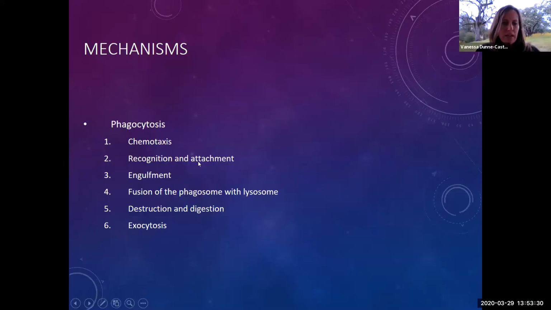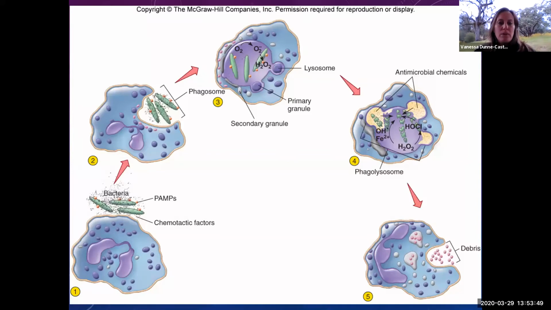Chemotaxis, recognition and attachment by engaging those receptors, engulfment into that phagosome, that fusion of the phagosome with the lysosome to form that phagolysosome, where you have destruction and digestion. Exocytosis is that last step, or antigen presentation if this is an antigen presenting cell. Here's a picture from one of your versions of the textbook.